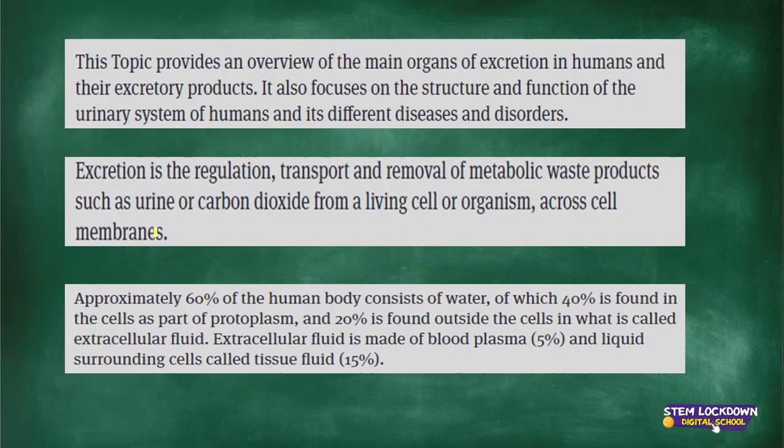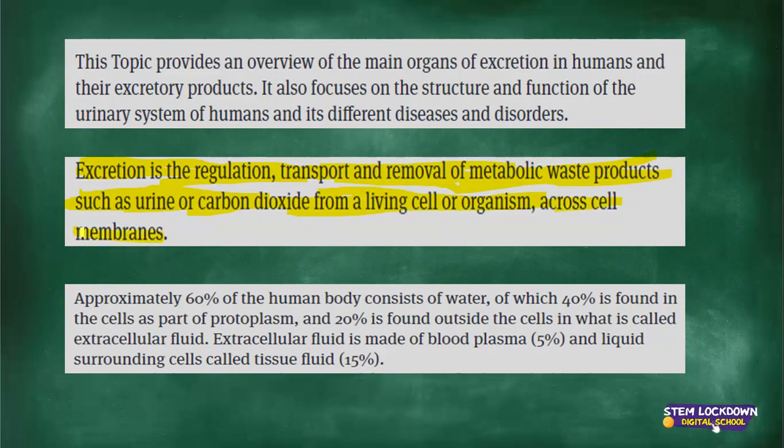Excretion is the regulation, transport, and removal of metabolic waste products such as urine or carbon dioxide from a living cell or organism across cell membranes. So this year, when you're asked what is excretion, this is the explanation. It is the regulation, the transport, and removal of metabolic waste products. Examples of those metabolic waste products are urine or carbon dioxide from a living cell or organism, which move across what? Across cell membranes, remember?